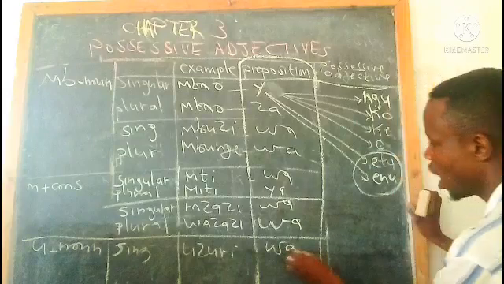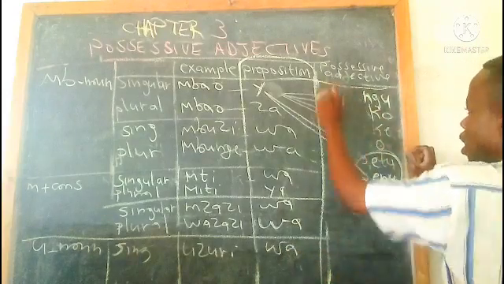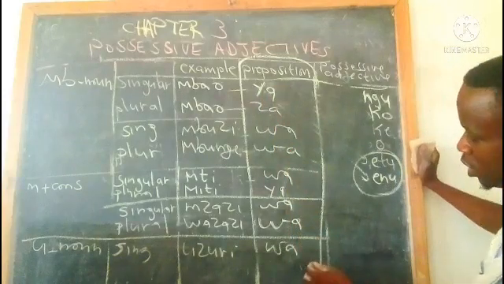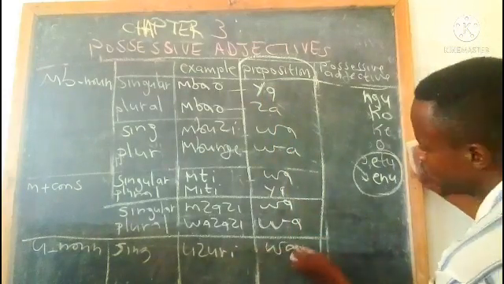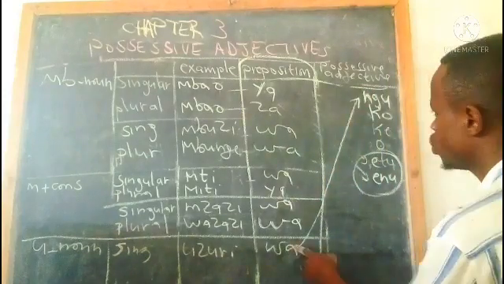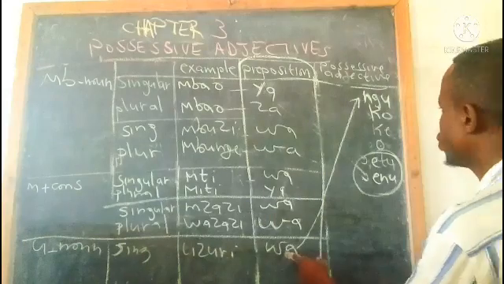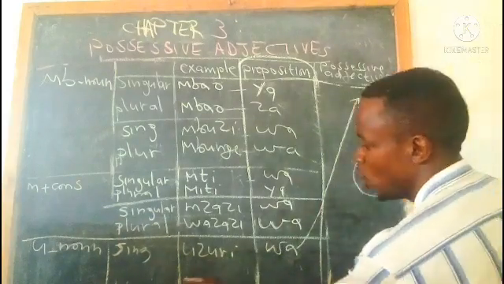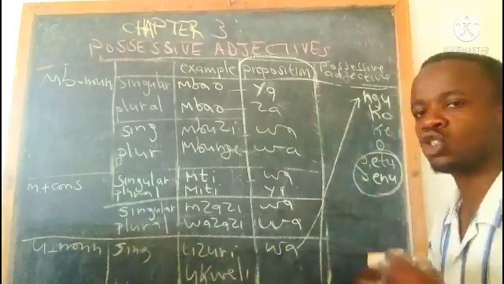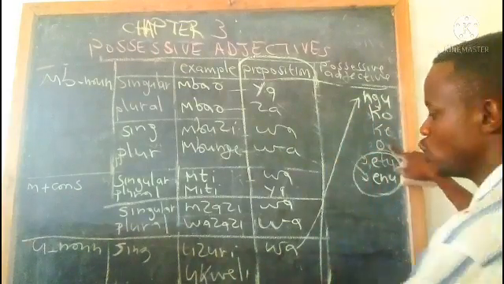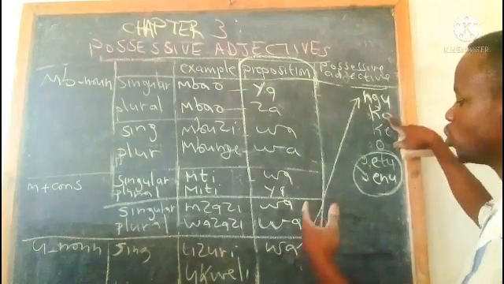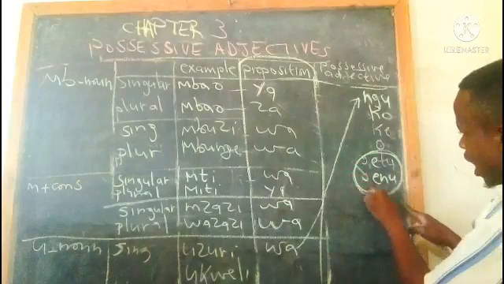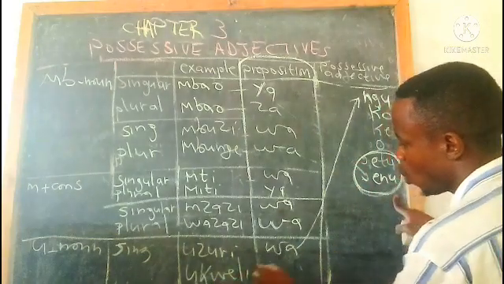For example, let's put wa. Uzuri wangu. It means my beauty. Uzuri wako, your beauty. Uzuri wake, her beauty or his beauty. Uzuri wao, their beauty. Or you can say ukweli, it means truth. Ukweli wao, their truth. Ukweli wangu, my truth. Ukweli wako, your truth. Ukweli wake, his truth or her truth. But when you reach our truth, you say ukweli wetu, you clean it.